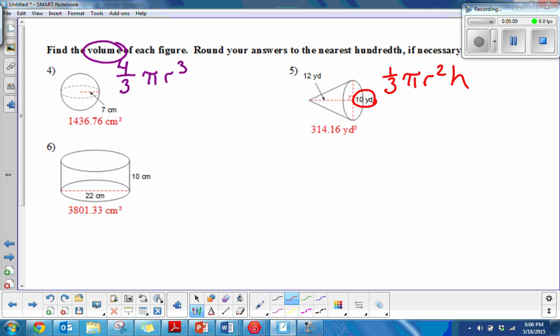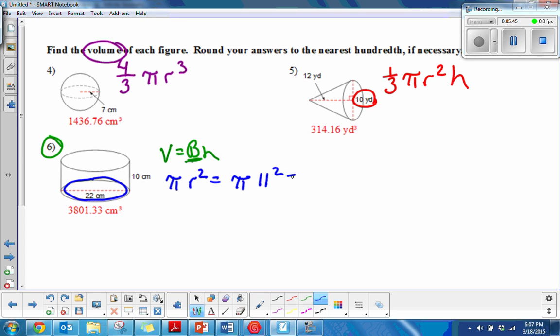On number 6, I will do number 6 with you, the cylinder. You're using volume equals area of the base times the height. Now what you want to be careful of is that you're finding the area of the base. You have to be aware that the base shape here is a circle, and the area of a circle equation is pi r squared. Now we need to plug in our r, so we have to cut our diameter in half. 22 divided by 2 gets you 11, so pi 11 squared. Put that in your calculator.